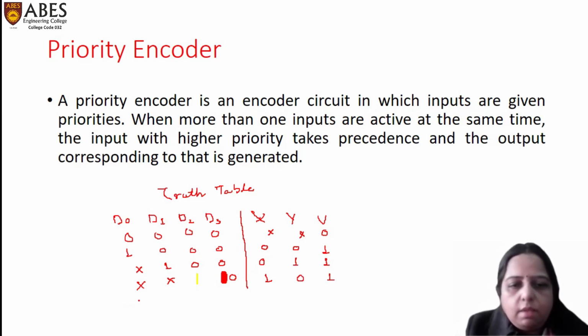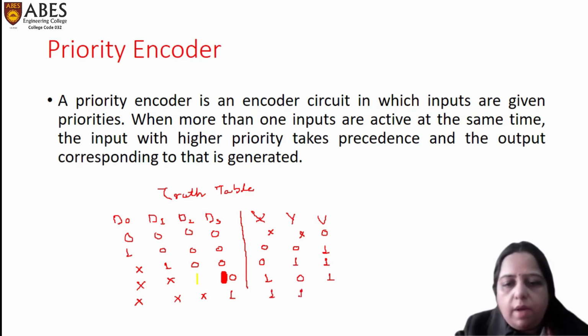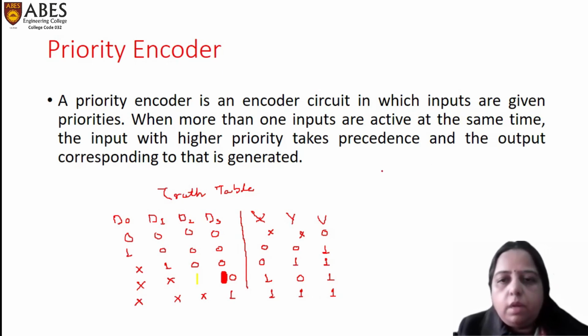Then the last case is D0, D1, D2 will be don't care, and D3 is 1, while X and Y will be 1, 1, and the valid bit will also be 1. Now, based on this truth table, we can draw the K-maps. We would be having 3 K-maps for X, Y, and V. For X, we are having the K-map, and it would be a 4-variable K-map.